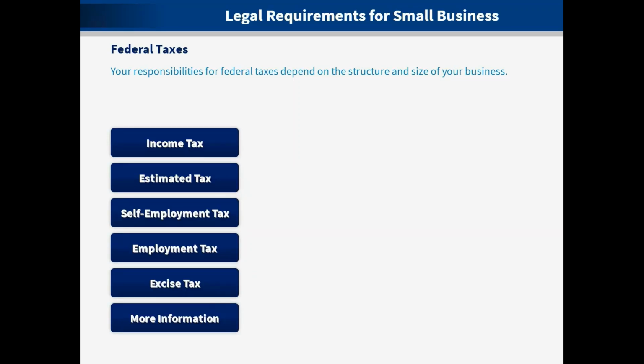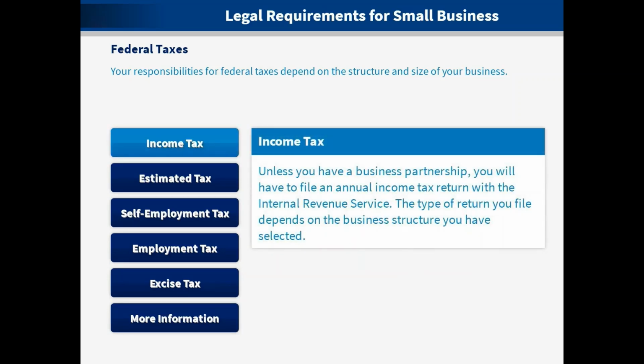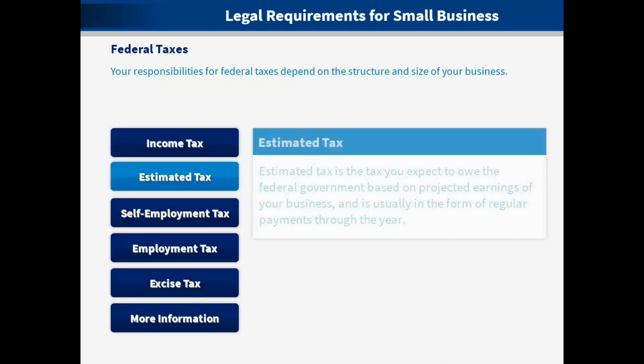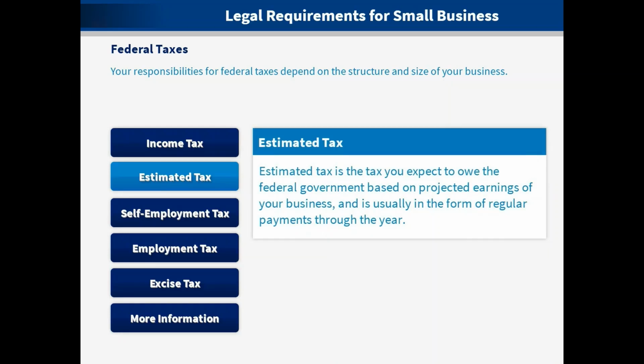Your responsibilities for federal taxes depend on the structure and size of your business. Unless you have a business partnership, you will have to file an annual income tax return with the Internal Revenue Service. The type of return you file depends on the business structure you have selected. This is the tax you expect to owe the federal government based on projected earnings of your business and is usually in the form of regular payments through the year.